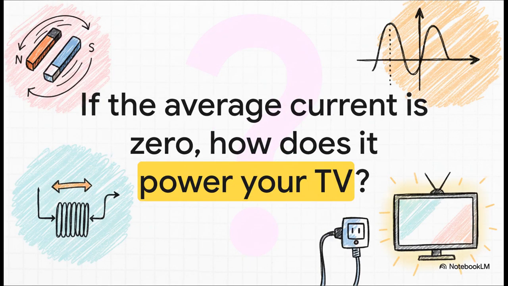Yeah, think about that for a second. If the net flow of electricity is zero, how on earth is it powering your TV right now? And maybe the most important question of all, if you're not technically getting any net electricity delivered, why in the world does the power company get to send you a bill every month?